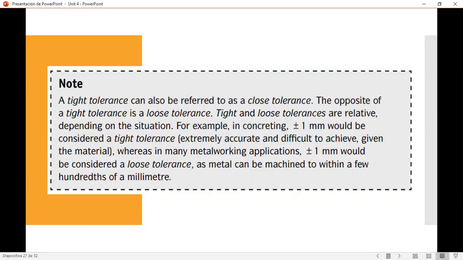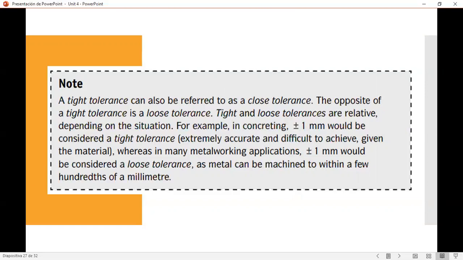In this case, we don't have variation. We can say that we accept no variation, or almost no variation. We have some really close limits to the ideal measures. That is tight tolerance. And the opposite of tight tolerance was known as loose tolerance, loose with a double O.